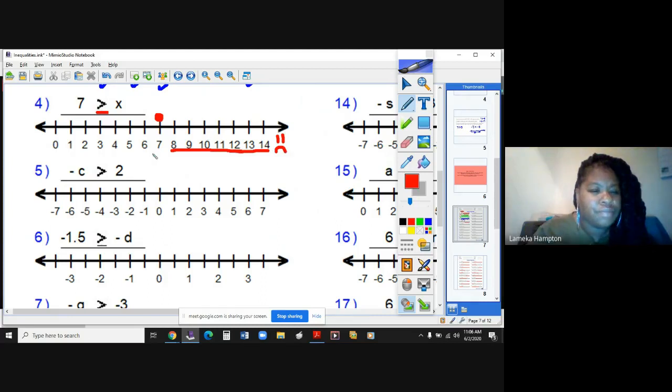So therefore, any number to the left would be a solution. So I could say 7 is greater than or equal to 7, which is true because 7 is equal to 7. 7 is greater than or equal to 6. That is true because 7 is greater than 6. Okay, so any number.